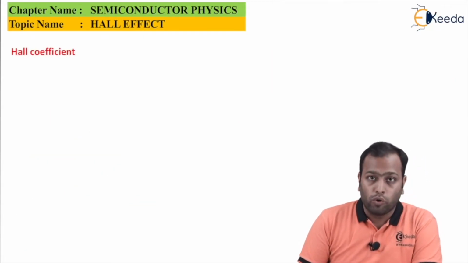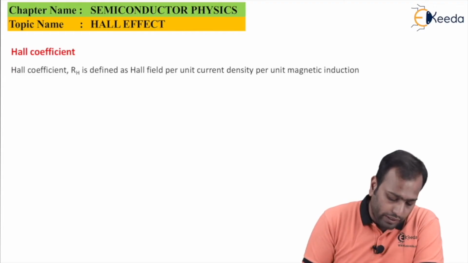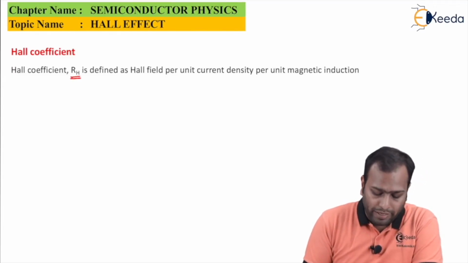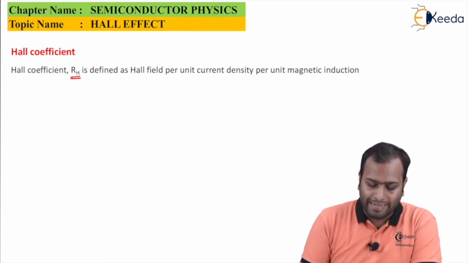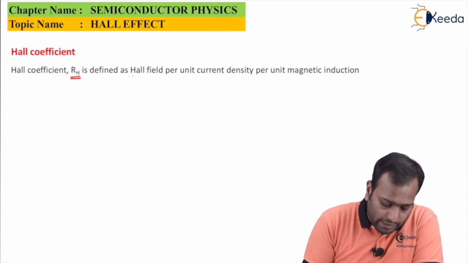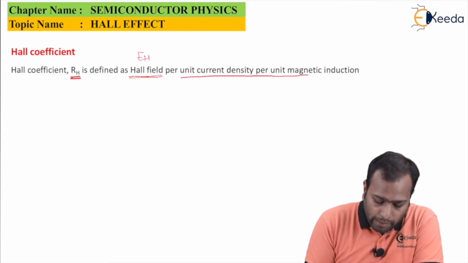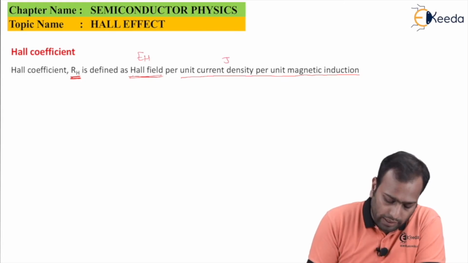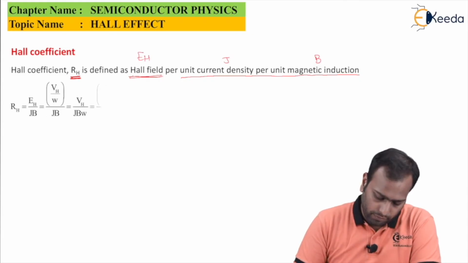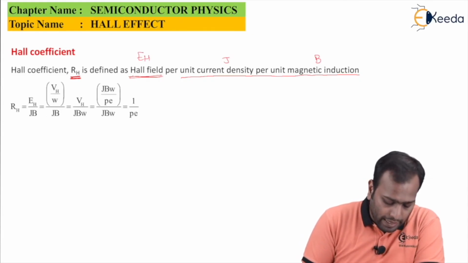Now let's talk about the Hall coefficient. The Hall coefficient, which is denoted as RH, is defined as Hall field per unit current density per unit magnetic induction. So basically it is a mathematical quantity that is defined as the Hall field, that is EH, per unit current density per unit magnetic induction. Current density is J and magnetic induction is just B. So we can say that RH is equal to EH upon JB.